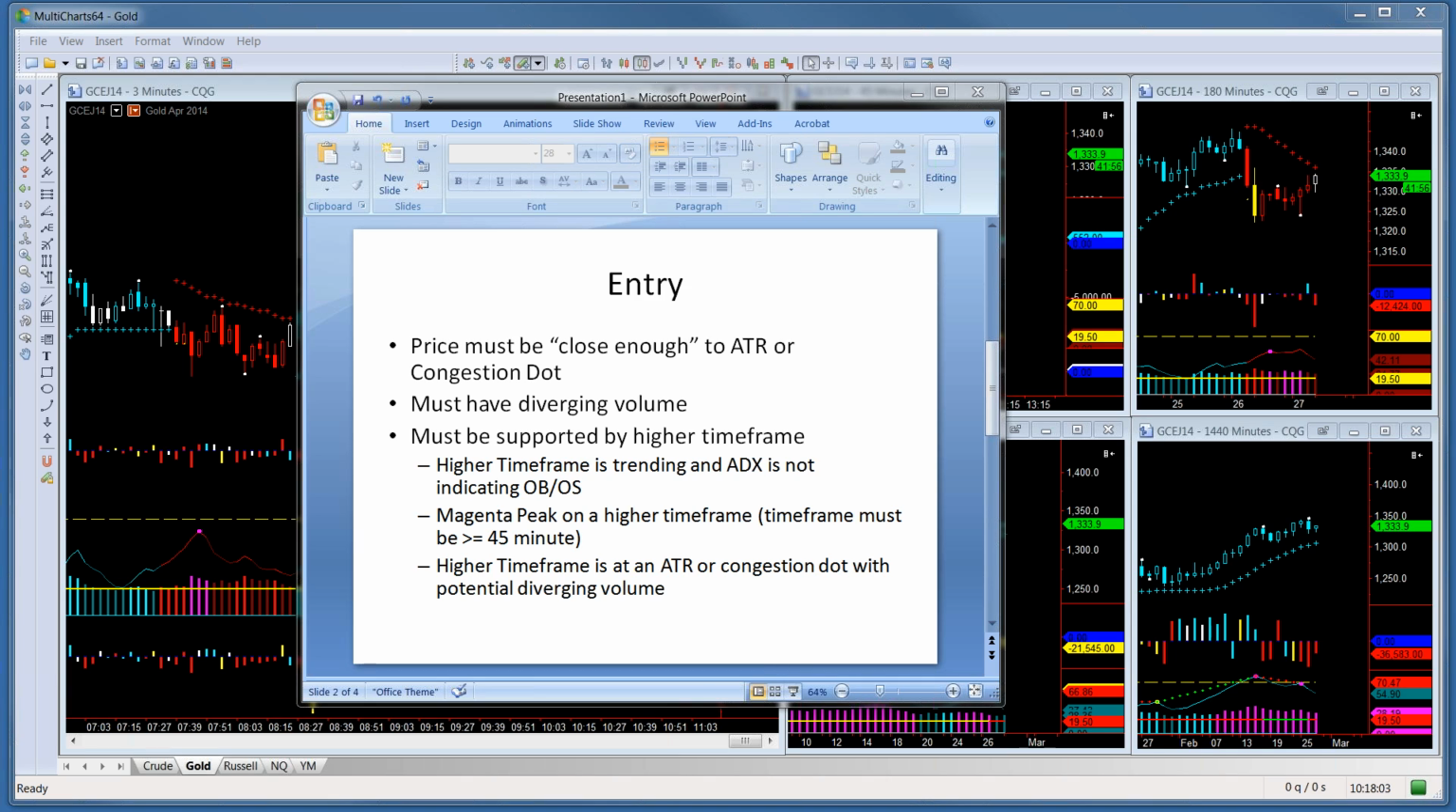The same time frames I always look at, Michelle. It's a 1440, it's a 720, it's a 180, it's a 45, it's a 12, it's a 3. Those are the only time frames I look at.